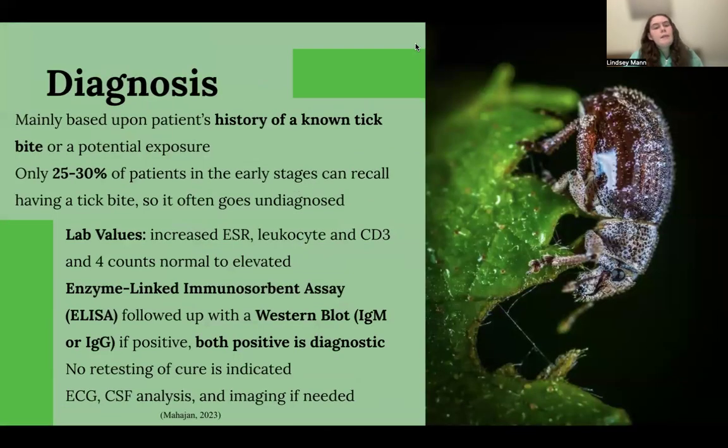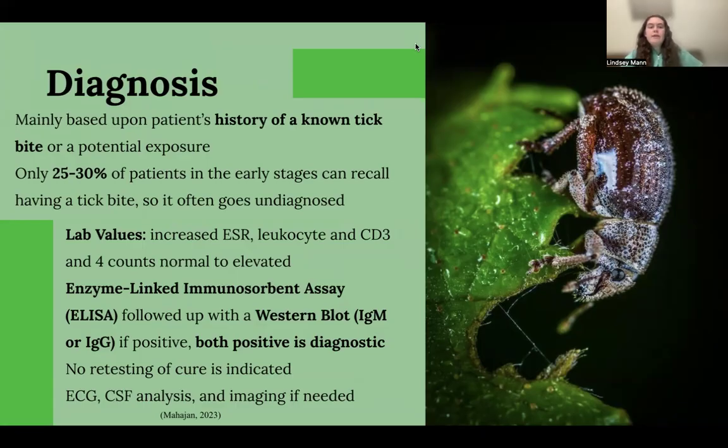So, for diagnosing Lyme, it's mainly based upon the patient's history, if they come in knowing that they had a tick bite or that they were potentially exposed to a tick. But actually, only 25 to 30% of patients in the early stages recall having a tick bite. So, a lot of times it can go undiagnosed if you don't notice the actual tick itself.